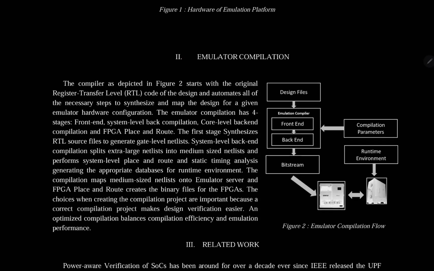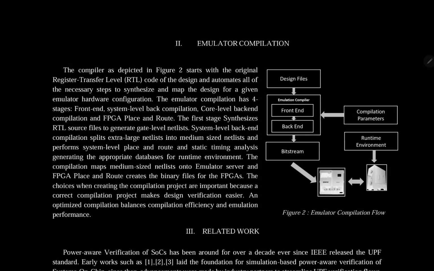Figure 2 is the emulator compilation. The compile, as depicted in figure 2, starts with the original register transfer level, RTL, code of the design and automates all of the necessary steps to synthesize and map the design for a given emulator hardware configuration. The emulator compilation has 4 stages: front-end, system-level back-end compilation, core-level back-end compilation, and FPGA place and route.